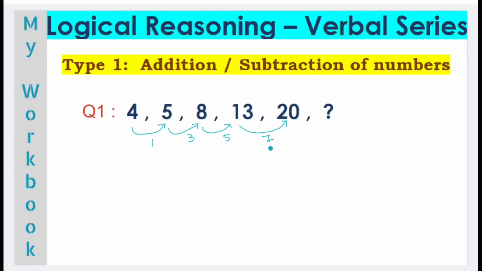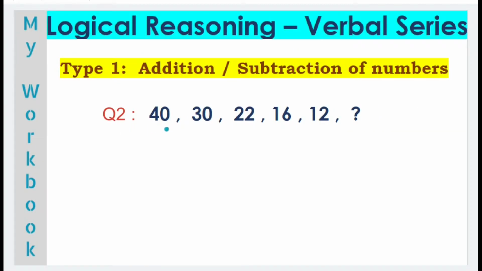The next odd number after 7 is 9. So we need to add 9 to 20 to get the next element. 20 plus 9 will give us 29. So the answer for this question is 29.